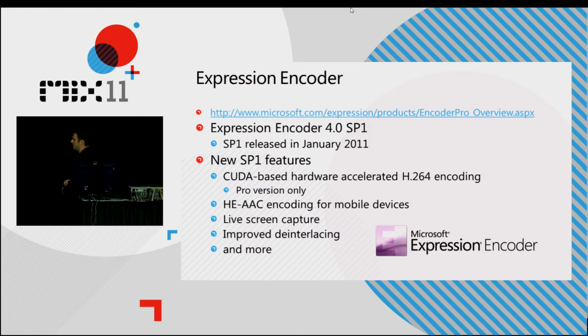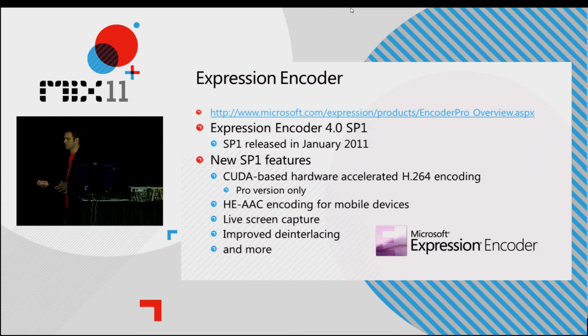Expression Encoder, like I mentioned, is our in-house encoding product. The most recent version is 4.0, and we just released a service pack for that 4.0 release back in January. Now, with the Expression Encoder, it's kind of funny. Every time they do a service pack, they really put a lot of features in that service pack. And so these are really more like .5 releases than service packs.